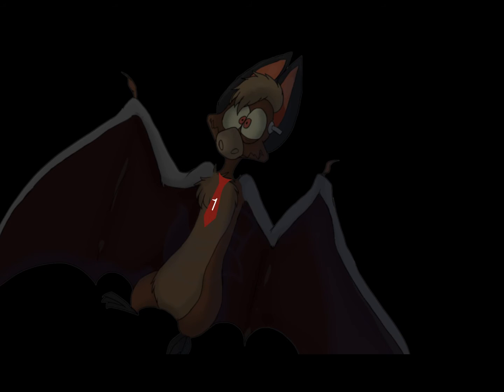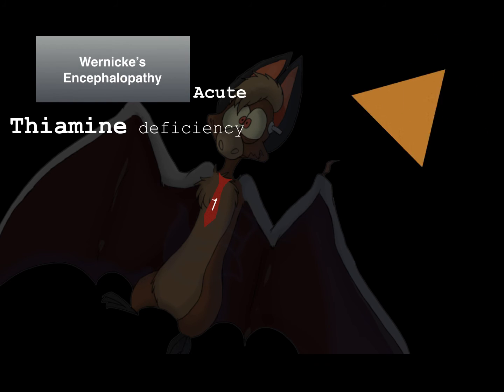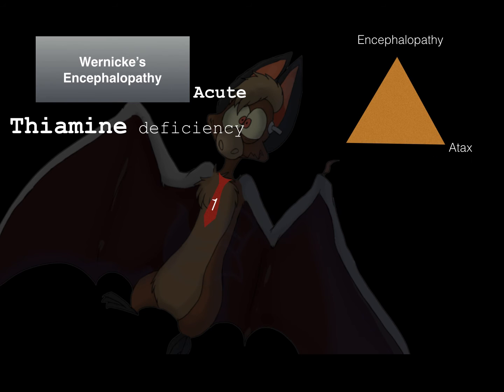The other thing that we'll see in the coma lecture and the altered mental status lecture is Wernicke's encephalopathy. So I don't know if anybody saw FernGully, but Batty's a pretty good example of this. And the reason he has the number 1 tie on is because this is a B1 vitamin. It's thiamine deficiency.